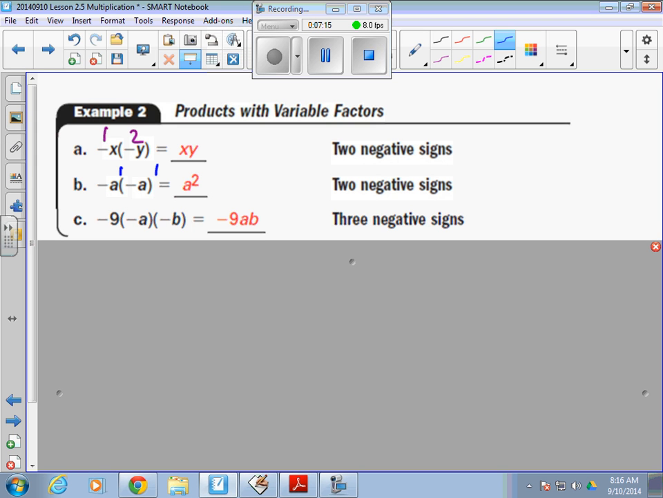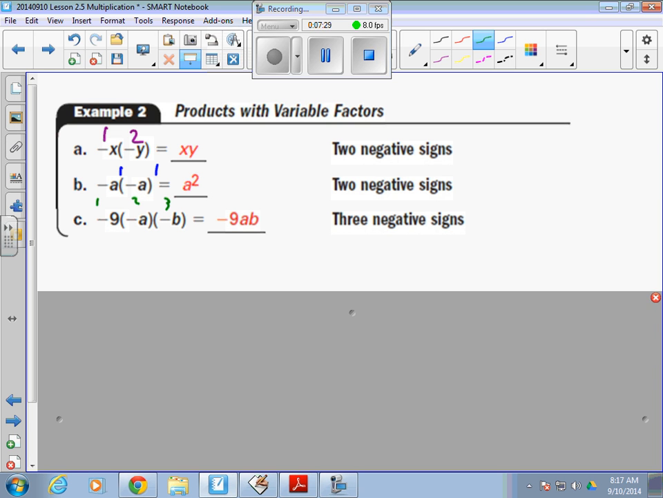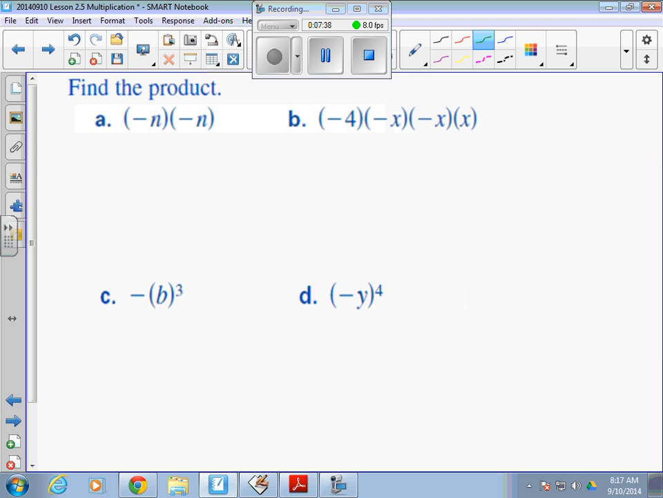For C, you have 1, 2, 3 of them. You can count them. 1 for negative 9, 2 for negative a, 3 for negative b. So you know at the end of this, it's going to be negative. Negative 9 times a times b, written negative 9ab. 3 negative signs, odd amount, negative at the end. Okay, take about a minute to do these four.